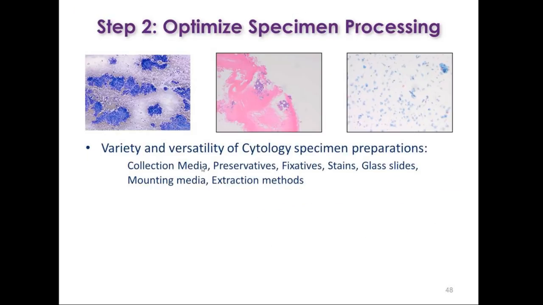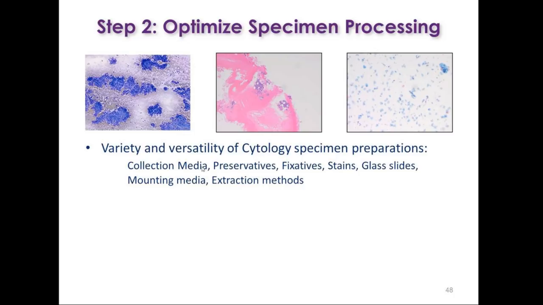So step 2 is optimizing the specimen processing. As I mentioned, there's a wide variety of specimen preparations. You have your smears, you have cell blocks, you have liquid-based cytology. We have a wide variety of collection media. People collect in RPMI, they collect in saline, they collect in Cytolyt, they collect in formalin. There are different preservatives. There's a wide variety of fixatives. There are different kinds of stains, glass slides, mounting medium.